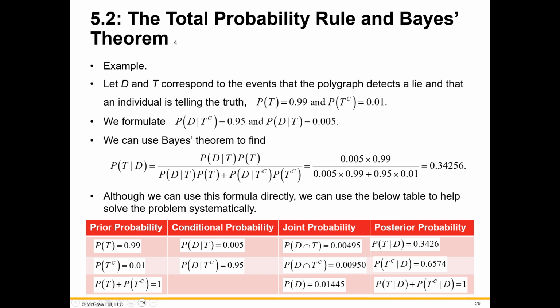So what about our posterior probability? How does it change? Well, this number right here, 0.34256, is just the top up here, 0.00495, divided by the probability down here. So the probability that it detected a lie and someone was telling the truth, divided by the probability that it's going to detect a lie, gives us our answer. And if we're looking for the other way around, the complement of this, well, it's just 1 minus what we got is our answer.